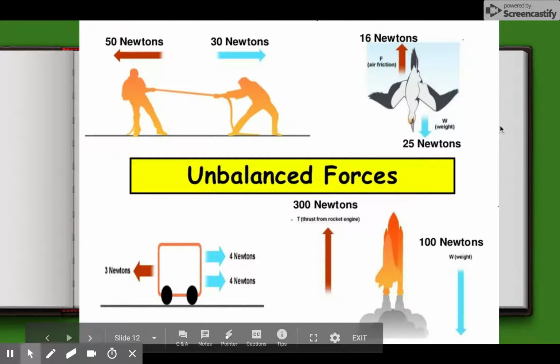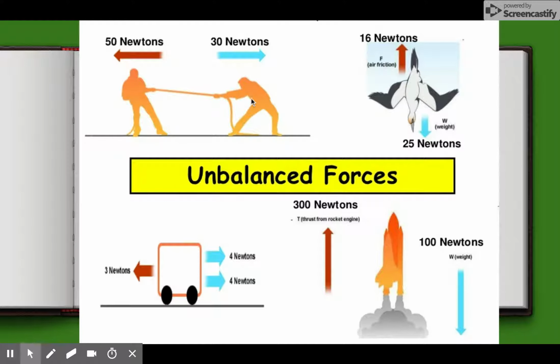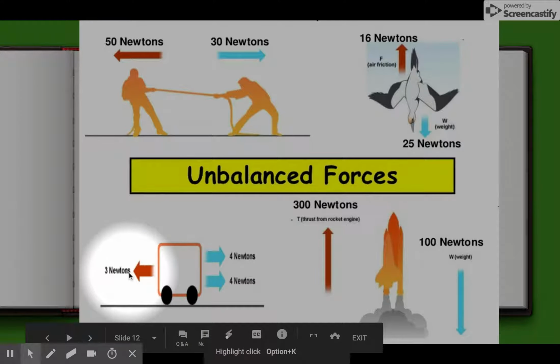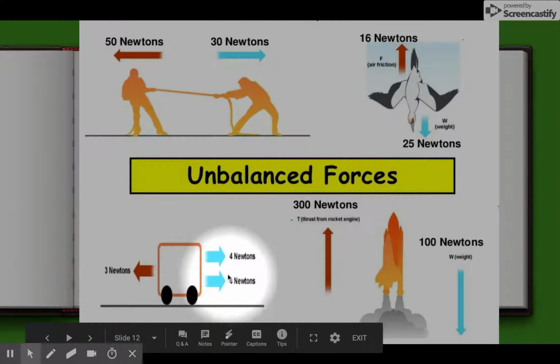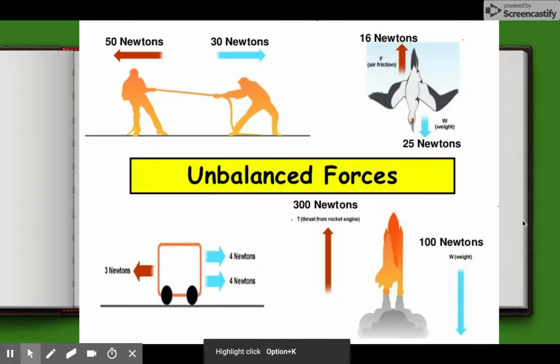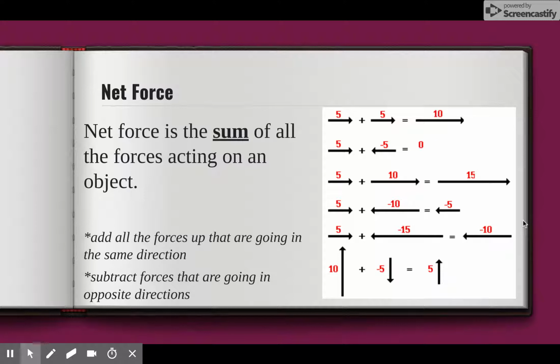A couple of examples of unbalanced forces. Here you've got somebody pulling with 30 newtons and another one pulling with 50. The one with 50 is going to win. The bird is diving with a weight of 25 newtons, which is the force of gravity, and the air is only providing 16 newtons of air resistance, which means the bird is going to fall. We've got our cart as well, 3 newtons pushing to the left, but 8 newtons pushing to the right. You might ask, why did I say 8 newtons? Well, that is the net force.